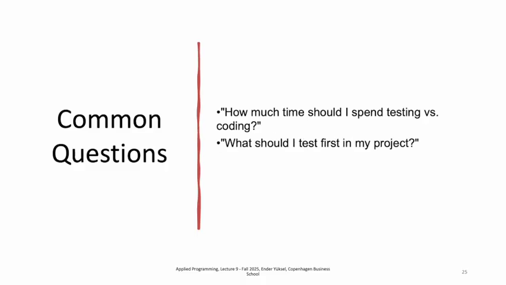What should I test first in my project? Excellent question. Here's a priority list. Priority 1. Test your core business logic, such as unique calculations, rules, and algorithms that are specific to your application. If you are building a loan calculator, test the calculation logic. If you are building a booking system, test availability checking logic.